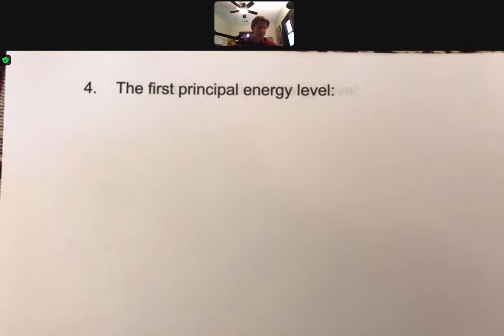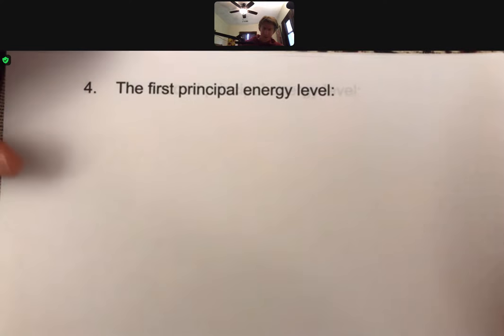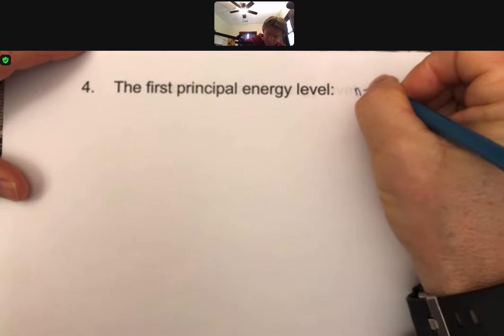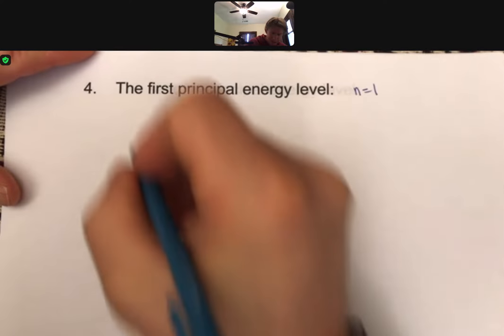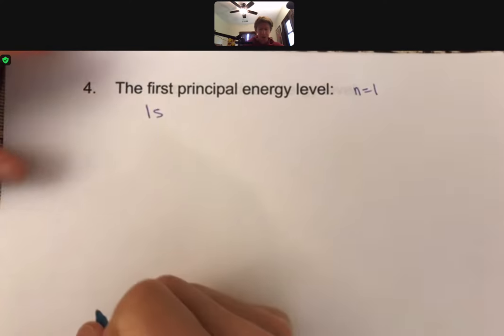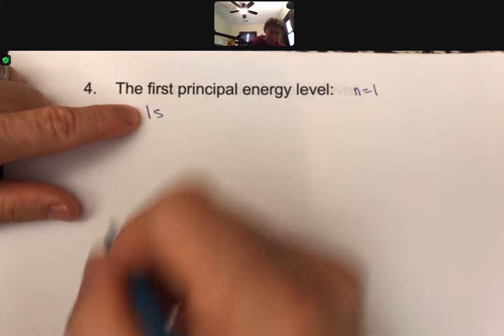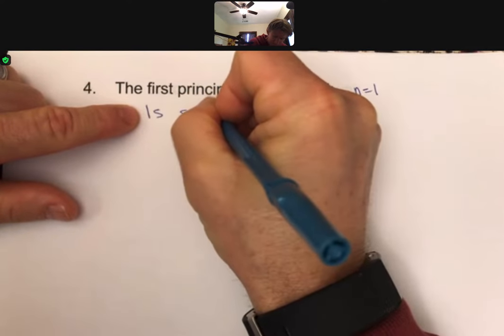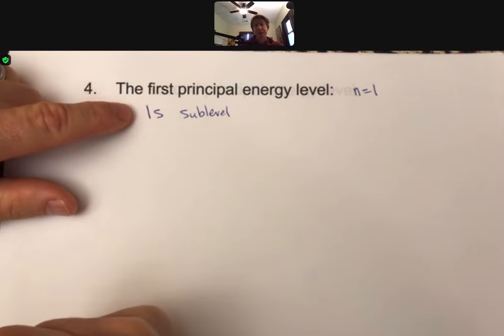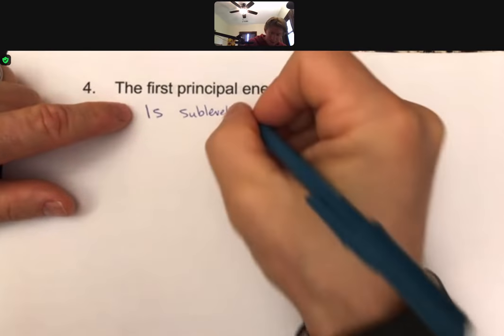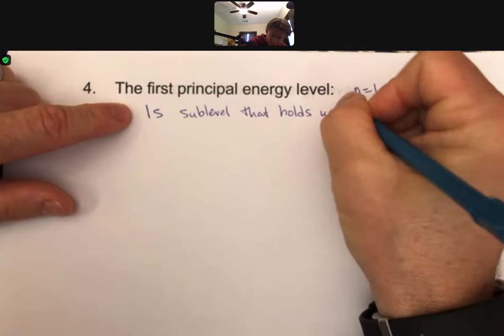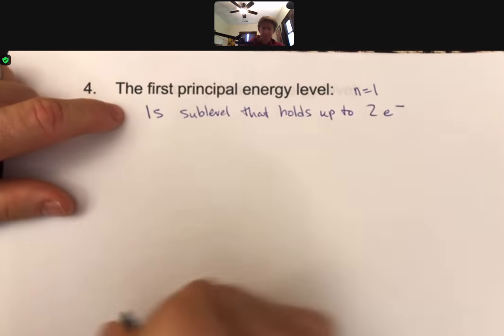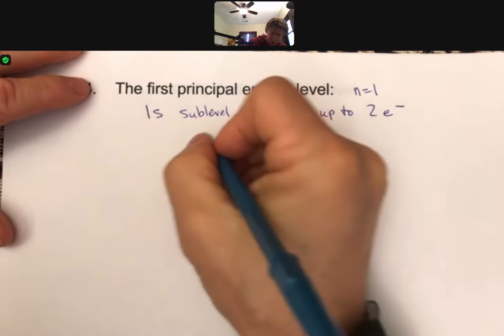I think we're ready to talk about the first energy level. And the first energy level is going to be n equals 1. The n equals 1 principal energy level has only a 1s sublevel that holds up to 2 electrons. And it looks just like this.